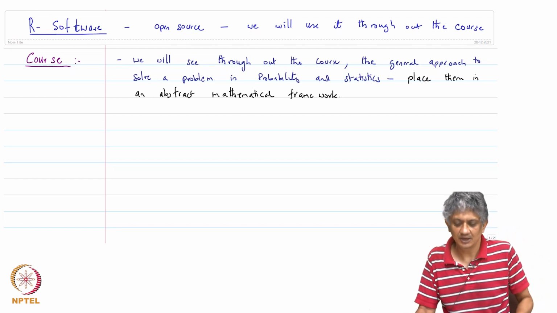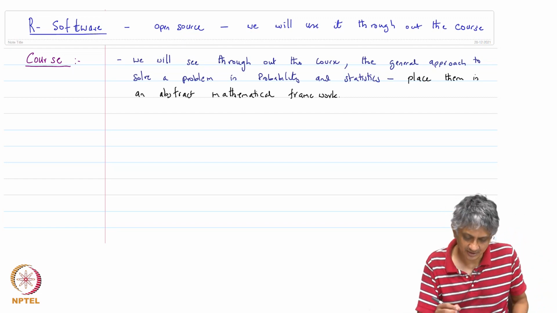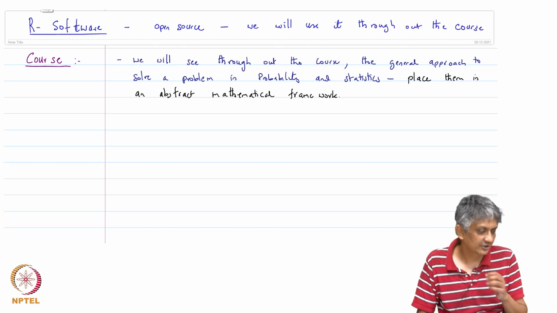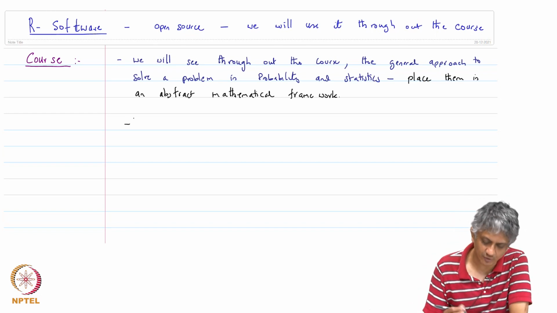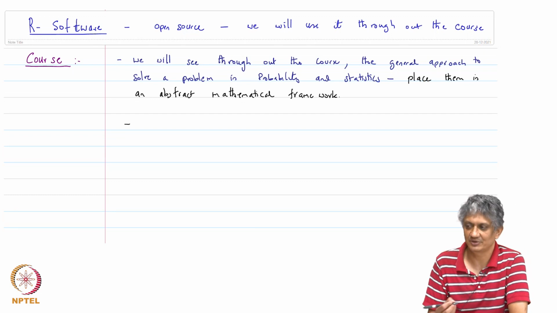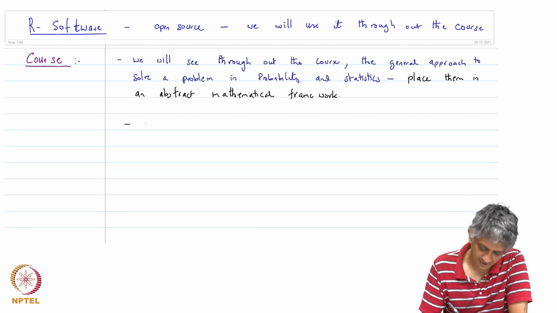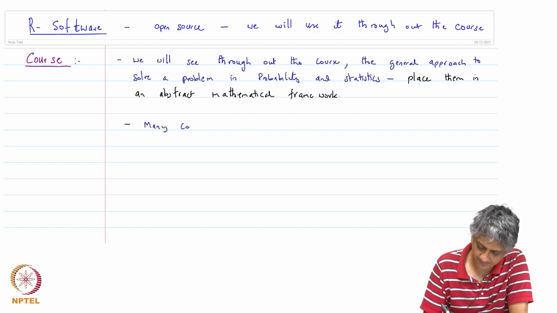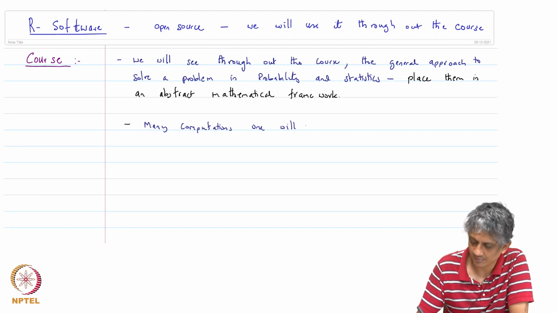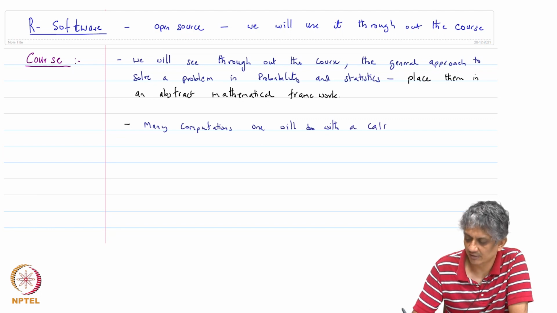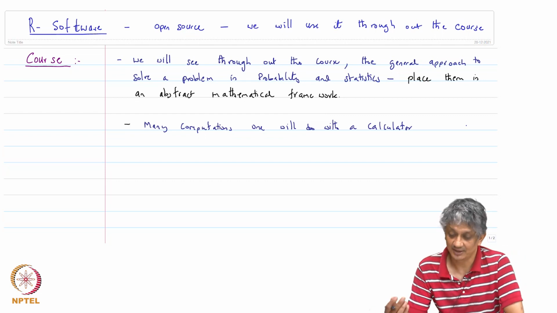Very good. So now let me move this across a little bit. Now I want to introduce you. Typically, if you're in a math class, or an engineering class, or whatever, many computations one will do with a calculator, because you can't do it in the head. You'll use a calculator, or nowadays a phone calculator or a computer or something like that.